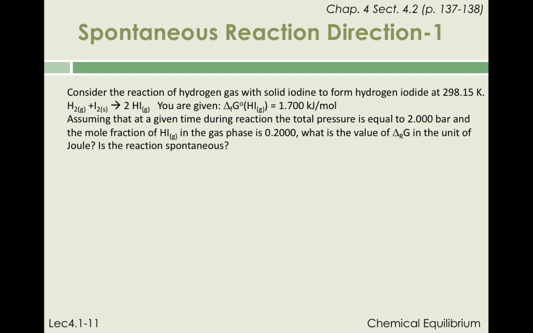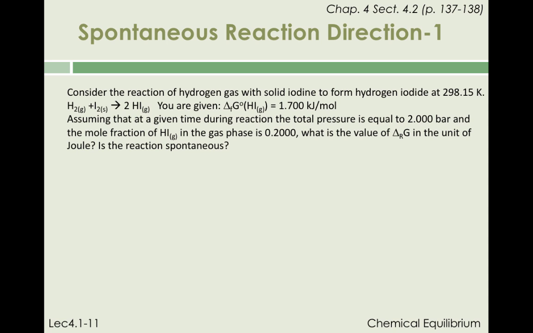On this and the following slide, we illustrate the calculation of ΔrG at a given stage of a reaction to determine whether this reaction proceeds spontaneously or not at that time. For this purpose, we consider the reaction of hydrogen gas with iodine solid to form 2 moles of hydrogen iodide. The standard formation Gibbs energy for hydrogen iodide gas is 1.7 kilojoules per mole.